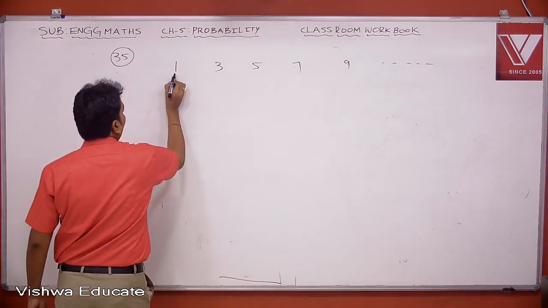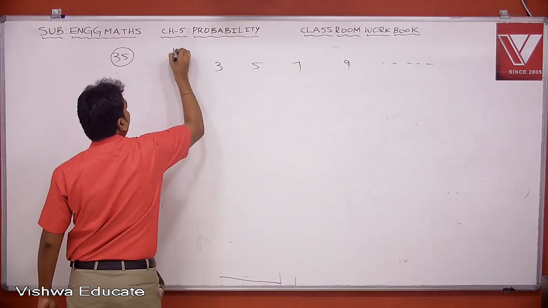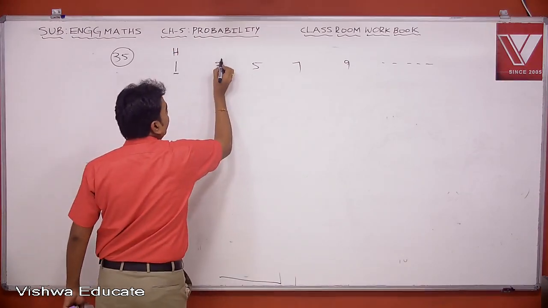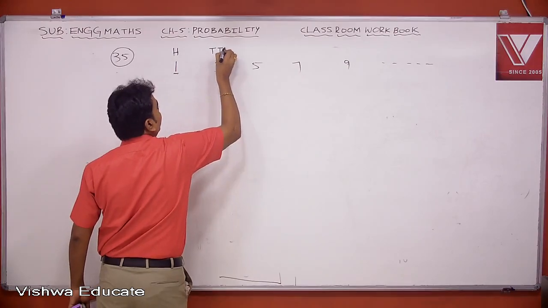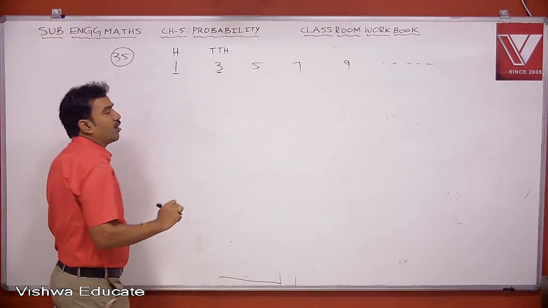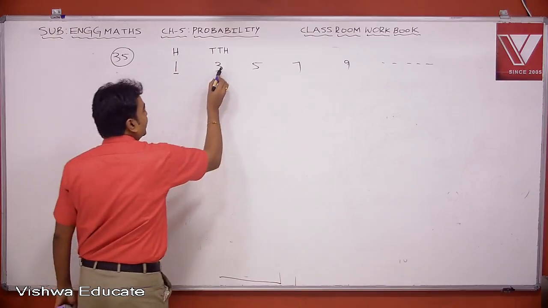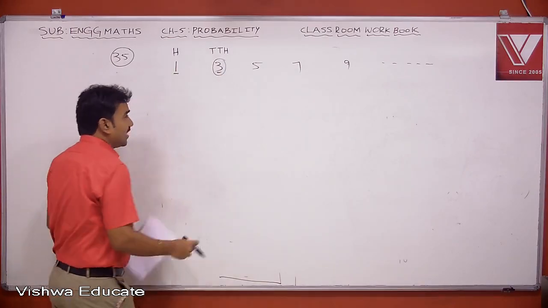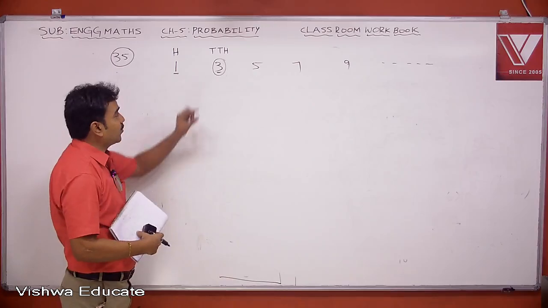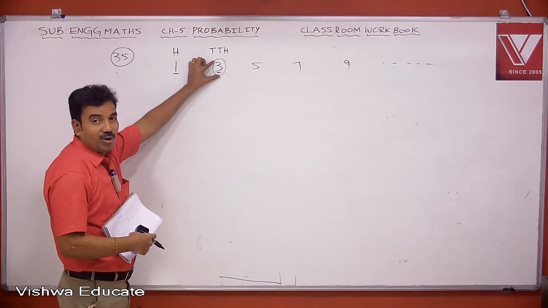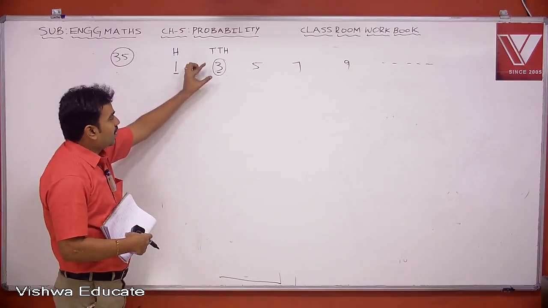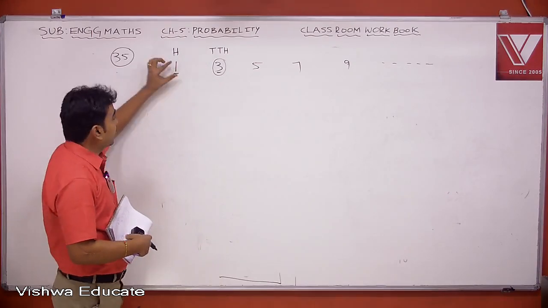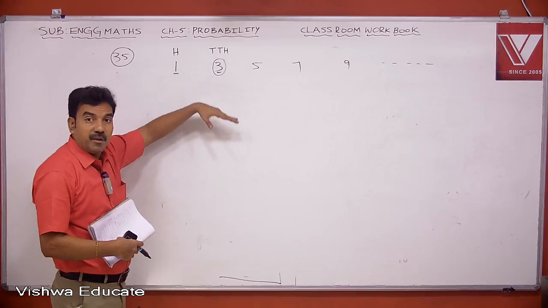So that means I got head in the first attempt only. But if I got the first head in the third toss, that means the first time I got a tail, the second time I got a tail, and the third time only I got the first head. So actually this is nothing but tossing a coin 3 times, because in the odd number of tosses, I must get the first head. So do not confuse. Very interesting question. The required number of tosses must be odd.